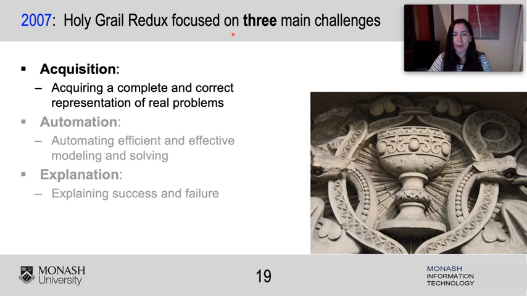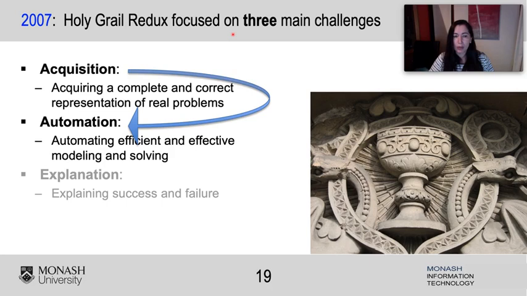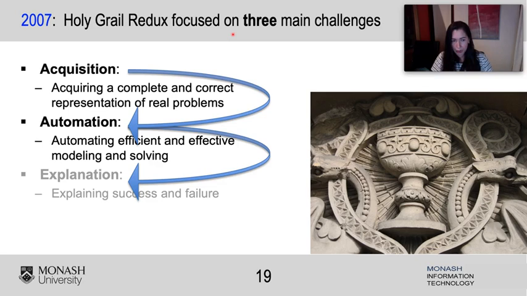And then he talked about automation, but he was really talking about automation of efficient and effective modeling and solving. So really he was talking about speed. And the last one, so each of them was with acquisition, you go to automation, and then you go to the explanation for the success and failure, and then you start again, right? So this is the general cycle. That was in 2007.